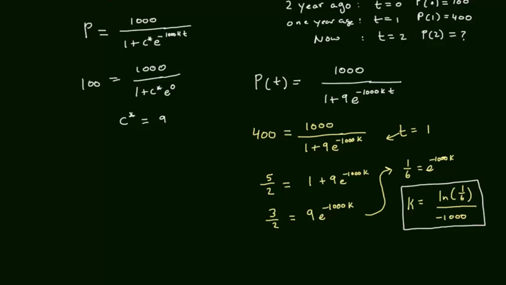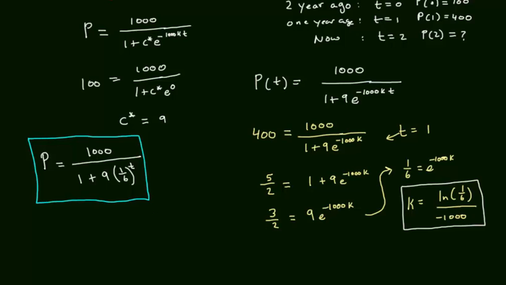I've got to plug that back into the model, simplify my model like we've done before. The solution is revealed here in the blue box. See, this negative 1,000 in the denominator of k canceled out with the negative 1,000 here. Then we simplified our model to look like this.